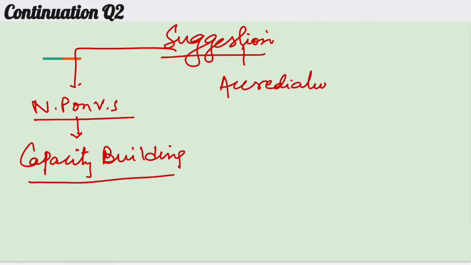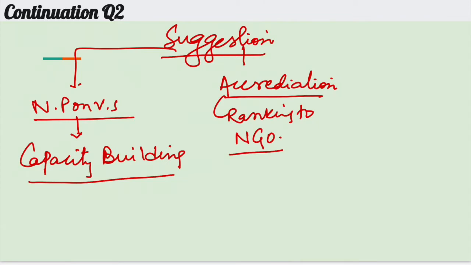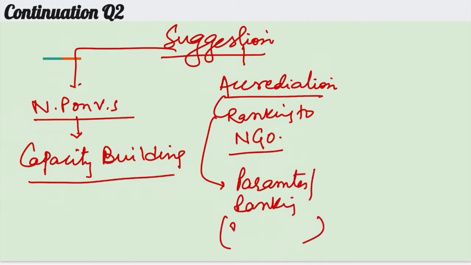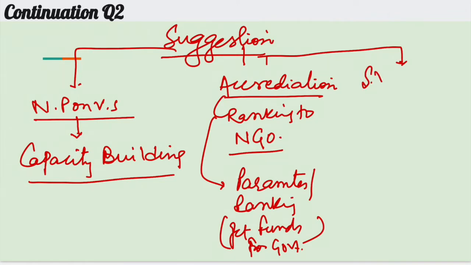Second is accreditation. Accreditation simply means that you are giving ranking to the NGO based on the parameters that they are using to bring transparency and accountability. And after that, based on those parameters and ranking, it will be easy for them to get funds from the government. So in order to get funds from the government, obviously they will bring measures for transparency and accountability.